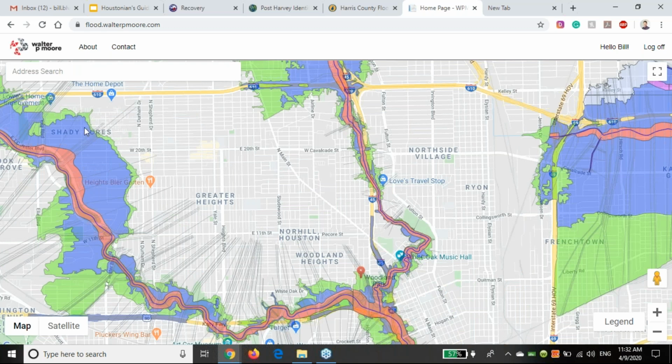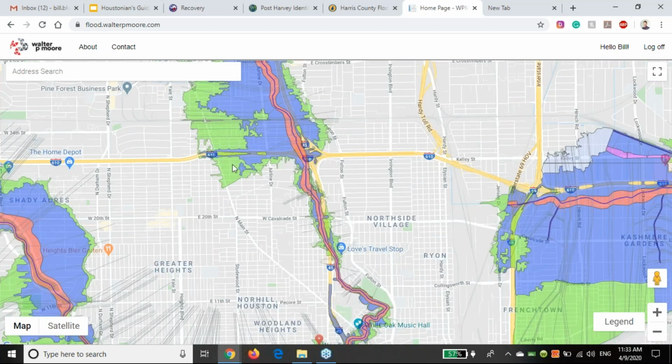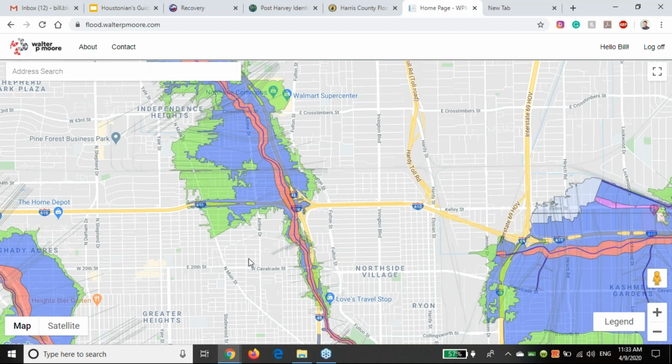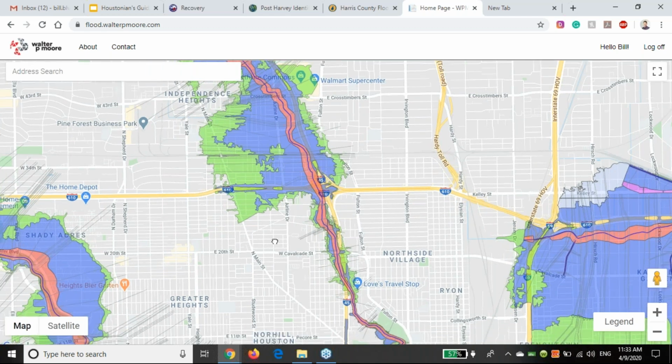I believe they're too low. I think their flood insurance is going to rise significantly. You can see all of Independence Heights here, probably. I mean, it's just the impediment of 610 and I-45 has created a lake into this section and will not be rectified over the next 10 years. It'll take longer than that.